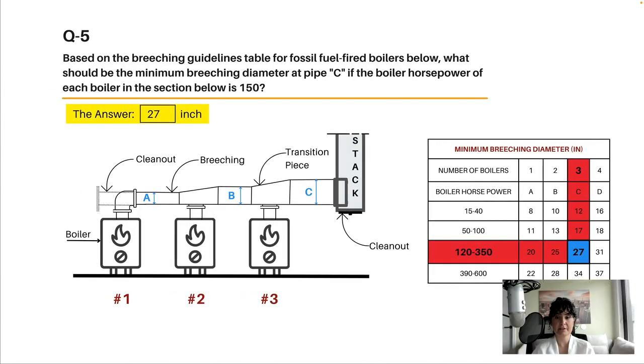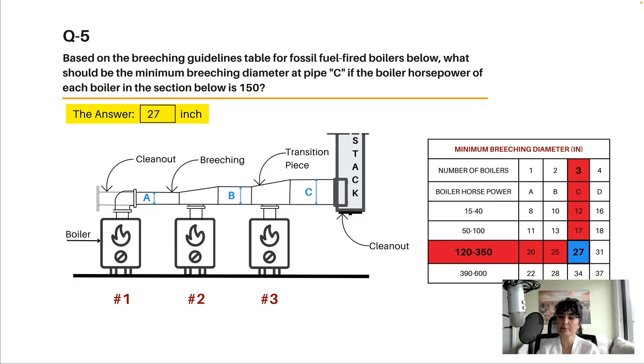So the answer is 27 inches. Let's look at why. In this diagram, I see that I have 3 boilers, and the table says minimum breeching diameter in inches. I have 3 breeching spots, A, B, and C. So the question already gives what's breeching, and it highlights the dimensions of the breeching at different spots. And when I check the table, it says number of boilers and boiler horsepower. So number of boilers is 1, 2, 3, 4, right? We have 3. My question says I have 150 horsepower.